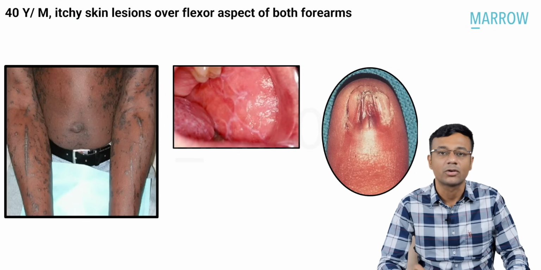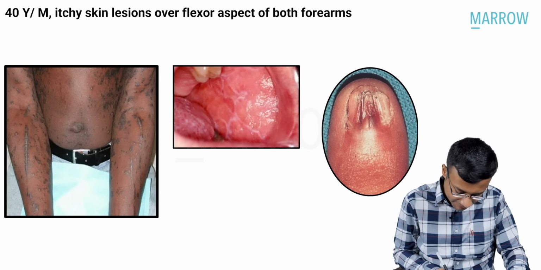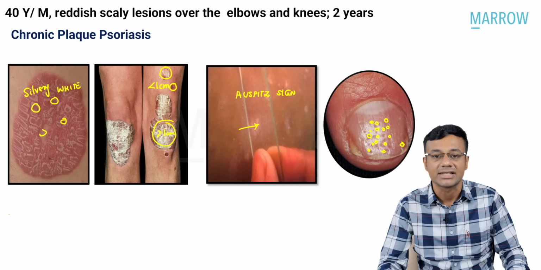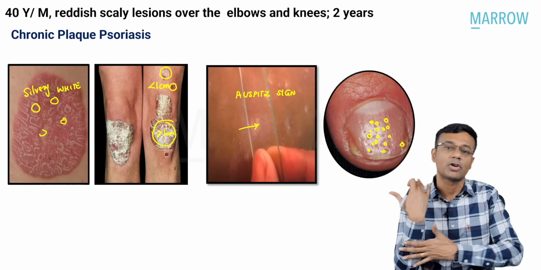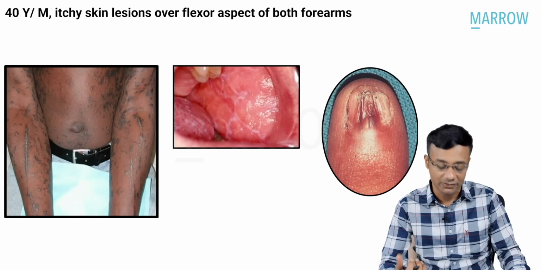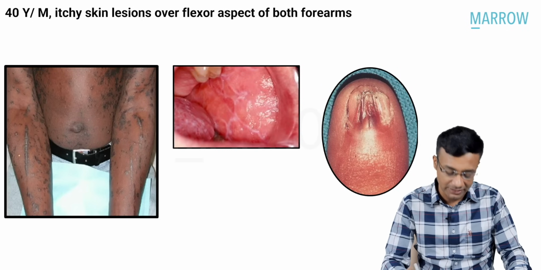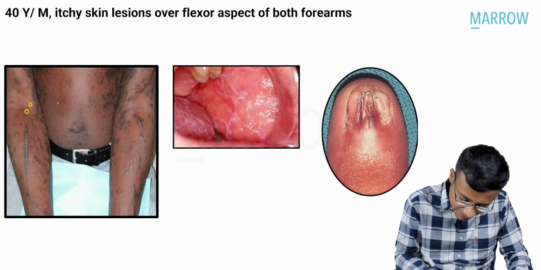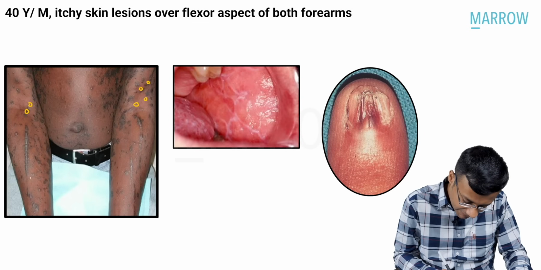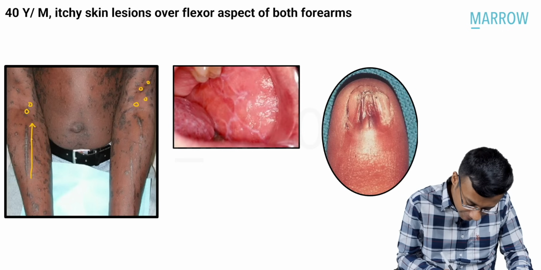Next, we have a 40-year-old male who presents with itchy skin lesions. But here, please remember, the distribution is predominantly over the flexors. If you look at the previous picture, the distribution was predominantly over the extensor aspect of the body. Here, the distribution is predominantly over the flexors. And if you look at the color of the lesion, you can see these violaceous lesions over here.